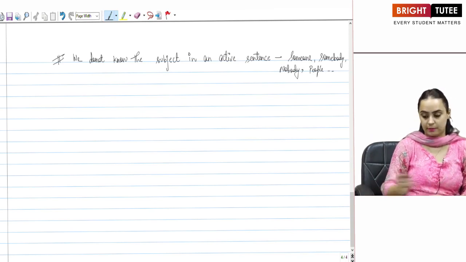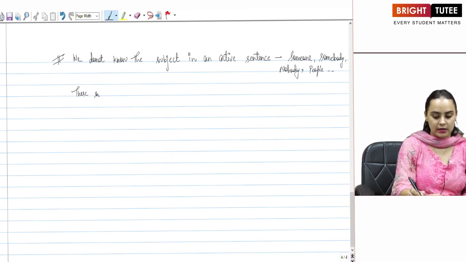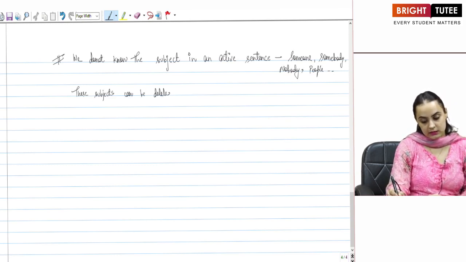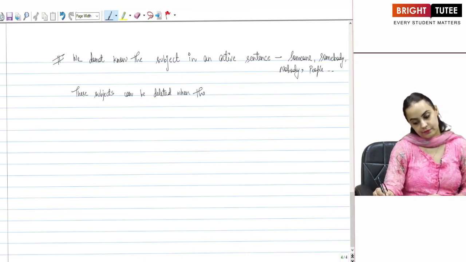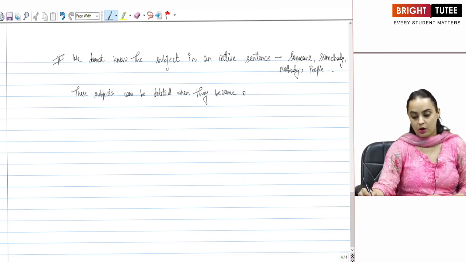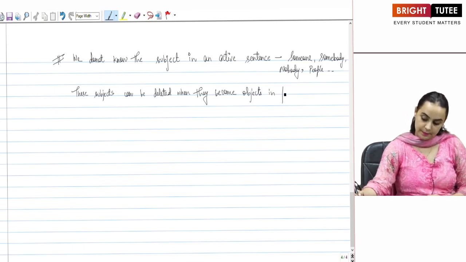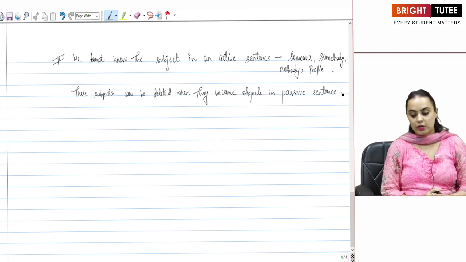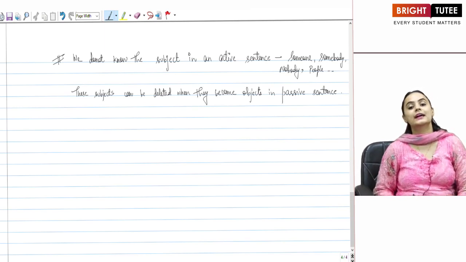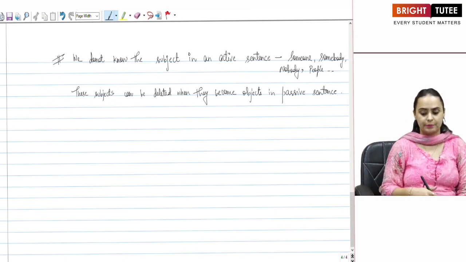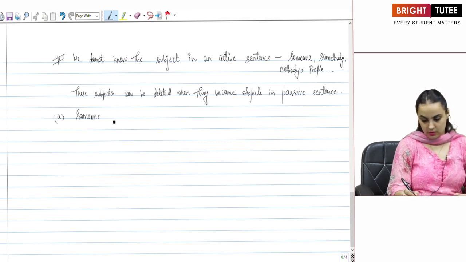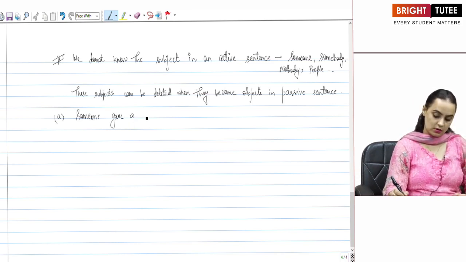we can omit them. So, these subjects can be deleted when they become objects in the passive sentence. So, when these subjects become the objects in the passive sentence, we can actually delete them. Why? Because we don't know them. For example, someone gave a book.